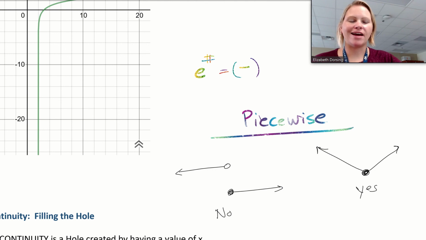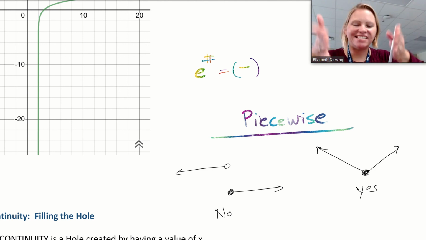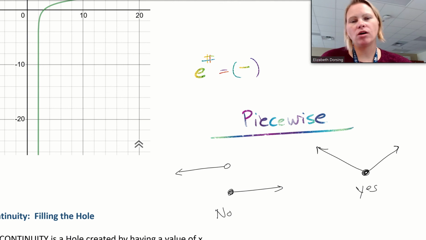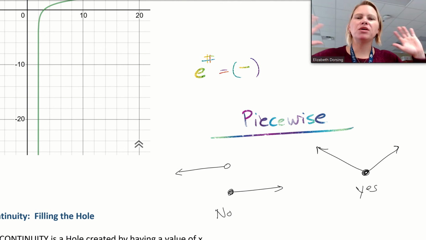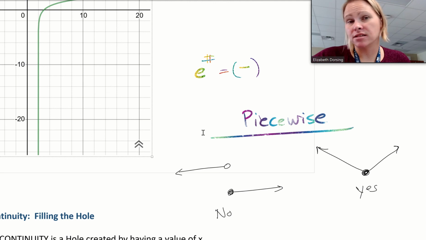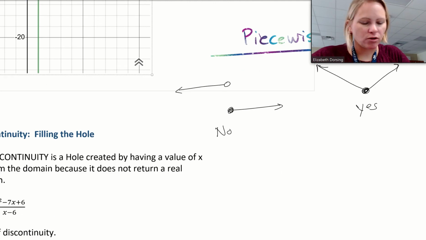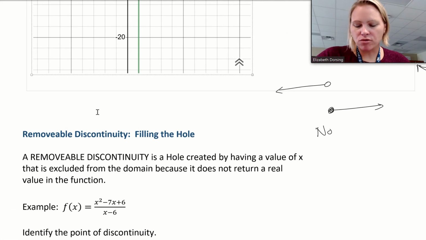It just has that one asymptote. So we would call it a continuous function. However, we would identify the interval and say, well, you have a vertical asymptote here. So on this interval, we're not continuous. But as a big picture, we can say that, yes, it could be continuous. So let's talk a little bit about removable discontinuity.